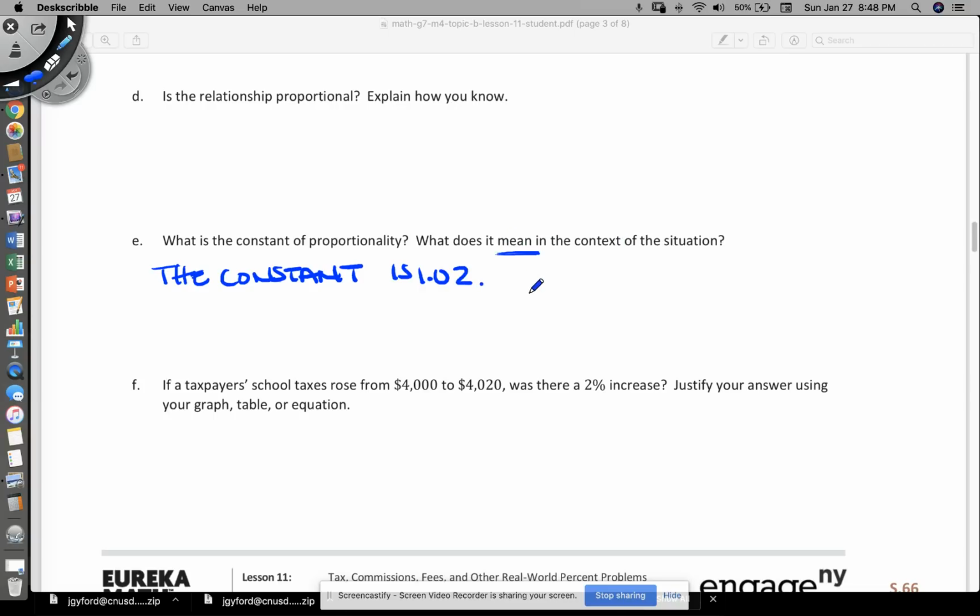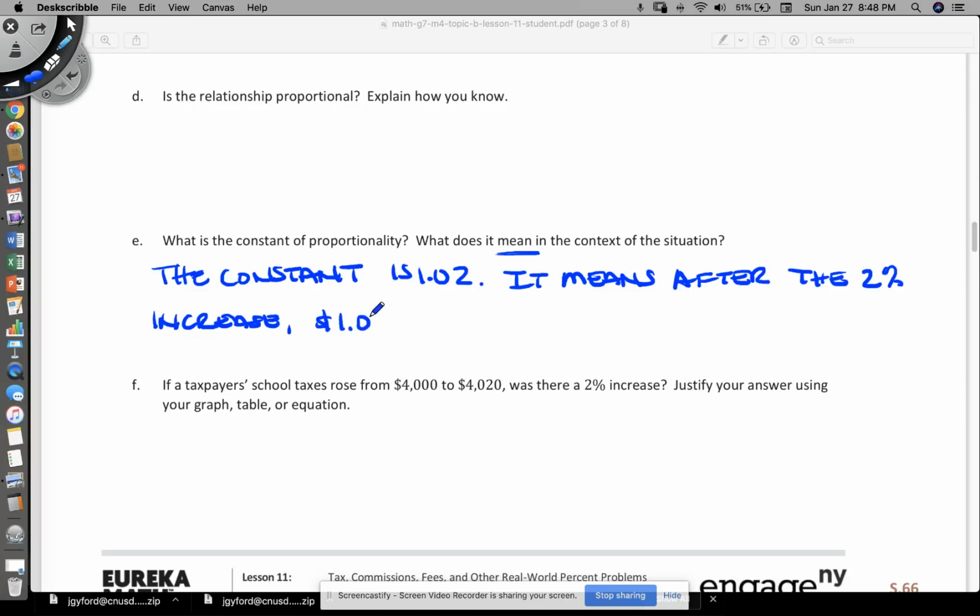And it asks, what does that mean? What does it mean for this situation? So we're going to say it means after the 2% increase, $1.02 will be paid for every dollar spent on something. It gets an extra $1.02 added to that.